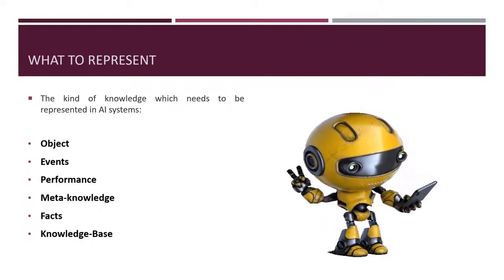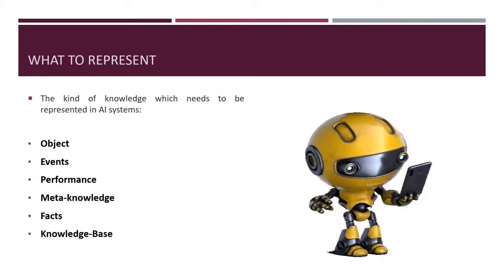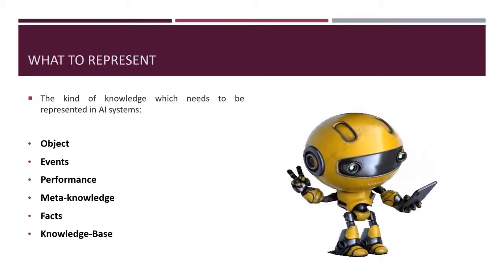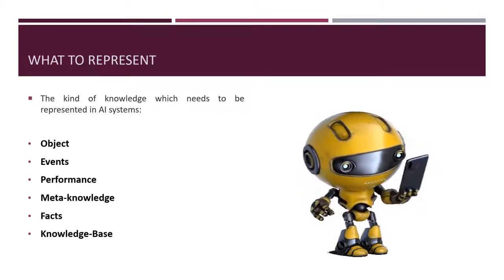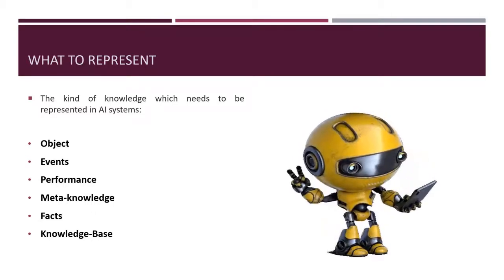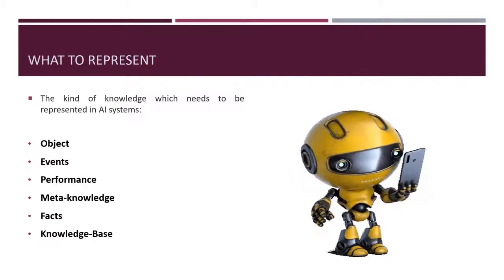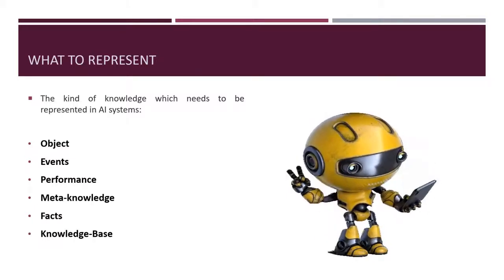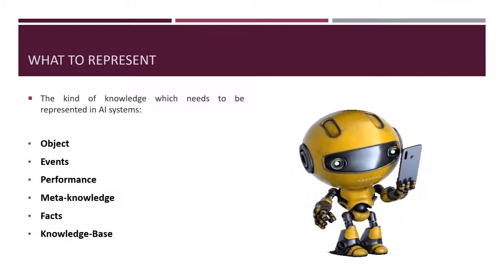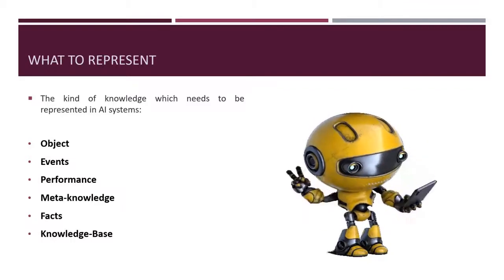The next one is performance. It describes behavior which involves knowledge about how to do things. The next one is meta knowledge. It is knowledge about what we know. And the next one is facts. Facts are the truth about the real world and what we represent.